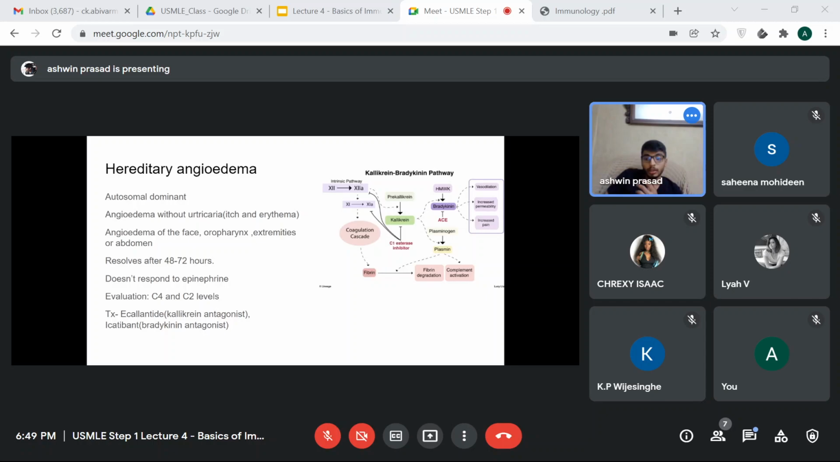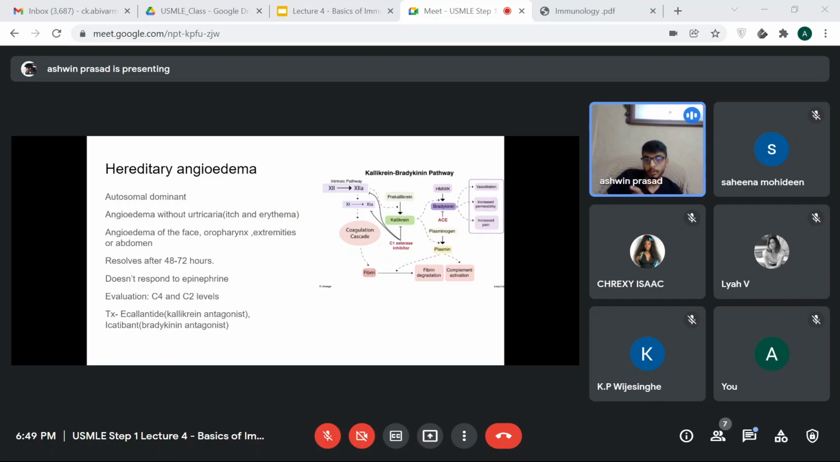So the important clinical differentiation between anaphylaxis and angioedema is that when you have swelling and puffiness of your skin because of angioedema, there is no itching involved. You have angioedema without urticaria. Urticaria is the sensation to itch, and erythema of the skin. So you have swelling, the skin is swollen, but it is not itchy and it is not red.